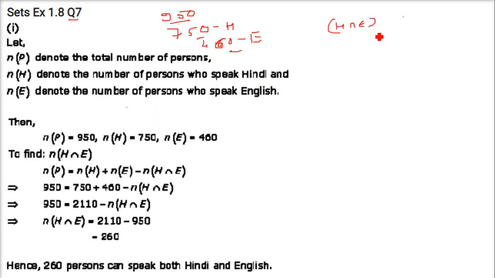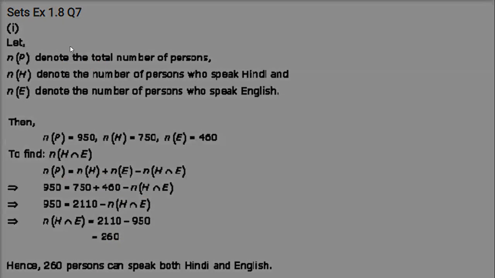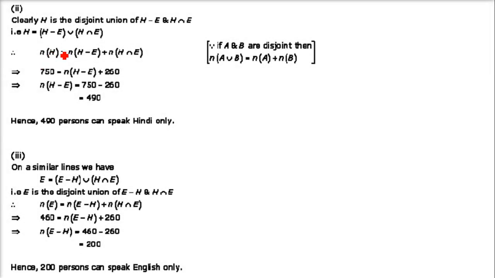So we have the number of people, we have Hindi, we have English. This H intersection E can be found out using NP, that is the total number of persons, H union E, equal to NH plus NE minus NH intersection E. So what do we get? You take these two, combine them and just subtract it with 950. So you get 260. 260 persons can speak both Hindi and English.